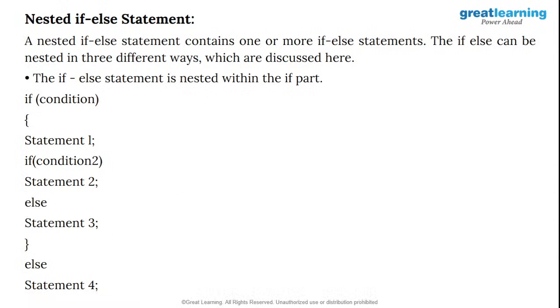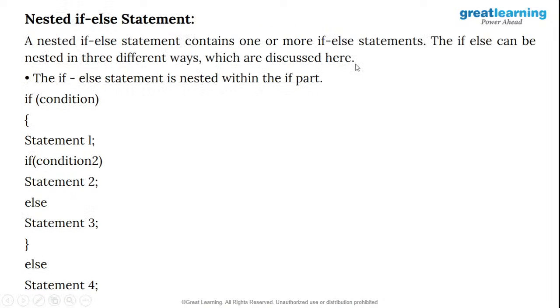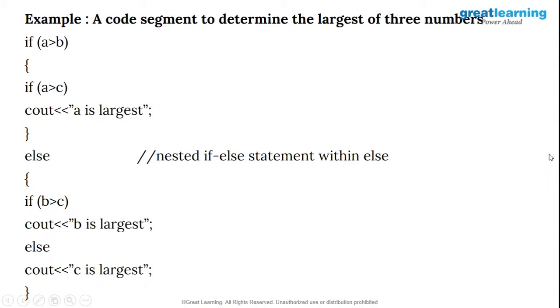Let's go back. All right, so this is a nested if else statement, where an if else statement is nested. That's what I told you guys just now. This is an example, a code segment to determine the largest number of 3. If A is greater than B, then we will check if A is greater than C. If A is greater than B and C, that means A has to be the largest. So let's say A has 10 value, B has 9 value, and C has 8 value. 10 is greater than 9, 10 is greater than 8. So A is the largest.